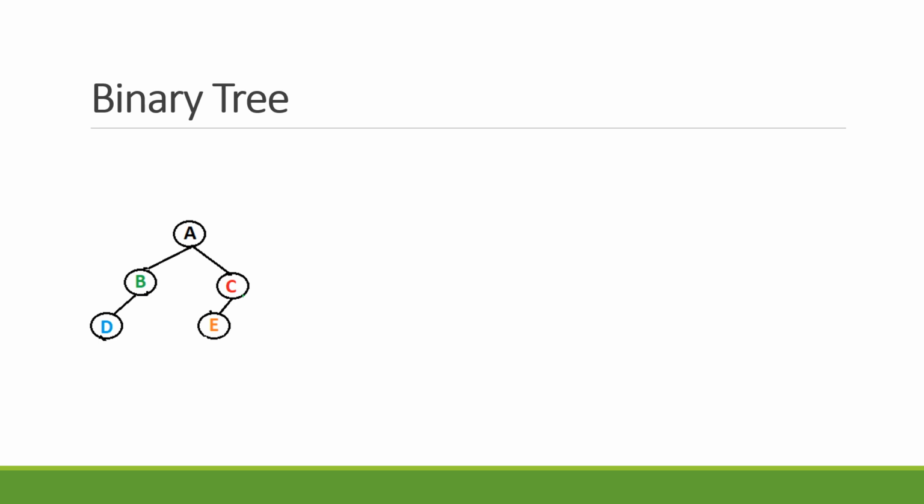Here in this picture, A is the root node, B and C are its children. B has one child D and C has one child E. So A has two children B and C. In a binary tree, every node can have not more than two children, which is a maximum of two children for each parent. So this is an example of a binary tree.